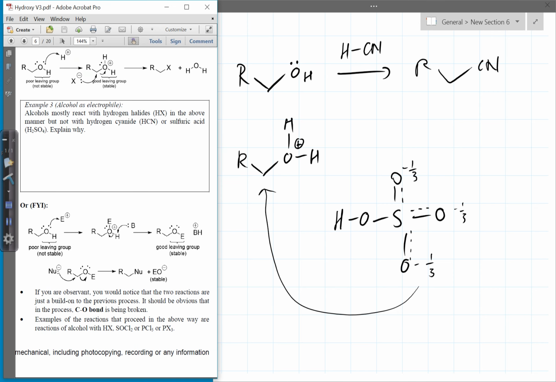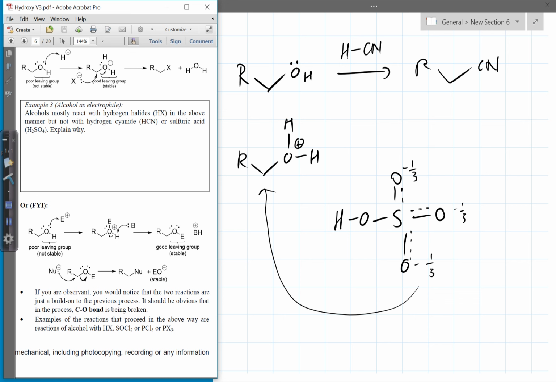Okay, so the last one, for information: instead of using HX, you can convert it to other good leaving groups. For example, if you refer to the last point, examples of reactions that proceed in the above way are reactions of alcohols with HX, SOCl2, PCl5, or PX3. They react in this way, whereby your C-O bond is being broken. If you were to look at the mechanism, the first step is actually the same as the reaction with HX.